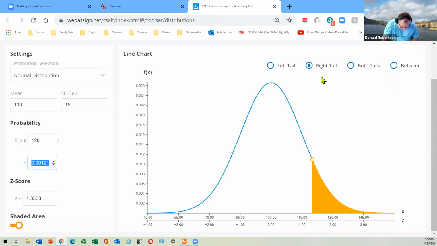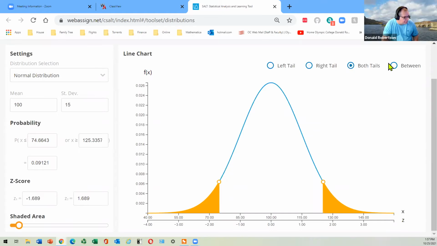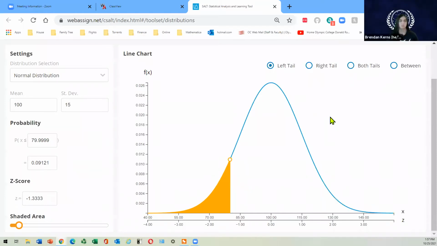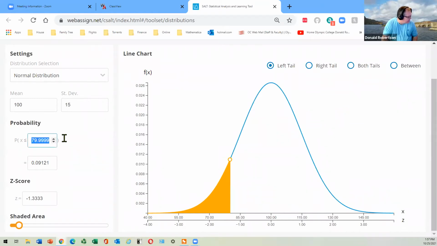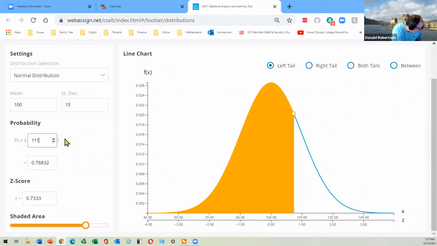The second question I've written down was less than 111. Which one of these are you going to do for the less than story? Left tail. Agreed? Left tail. And it's 111, so you just need to go here and change that to 111. Can you see a little visual? Looks good. And the answer is right underneath. So in this question, the chances that you get an IQ less than or equal to 111 is 0.76832.